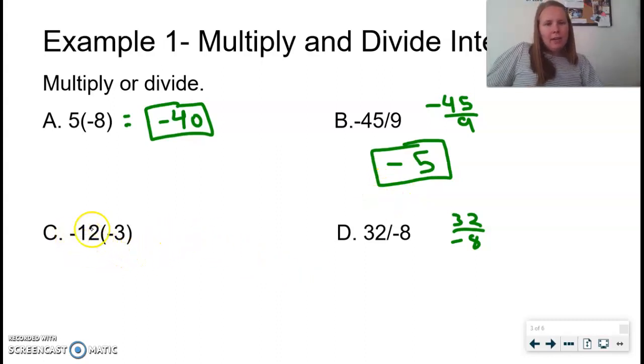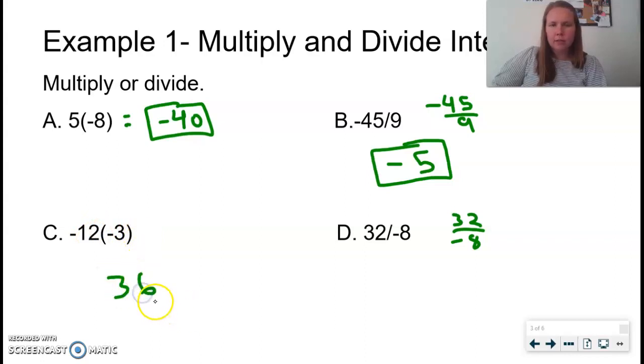C, then I have a negative and a negative. They're both the same sign. So that means that they are going to have a positive answer. So I just got to think 12 times 3, which is 36, and it's a positive 36. Usually when we write positive numbers, we just leave them like this. You don't need to add a plus sign in front of it, and just keep it this way, 36.